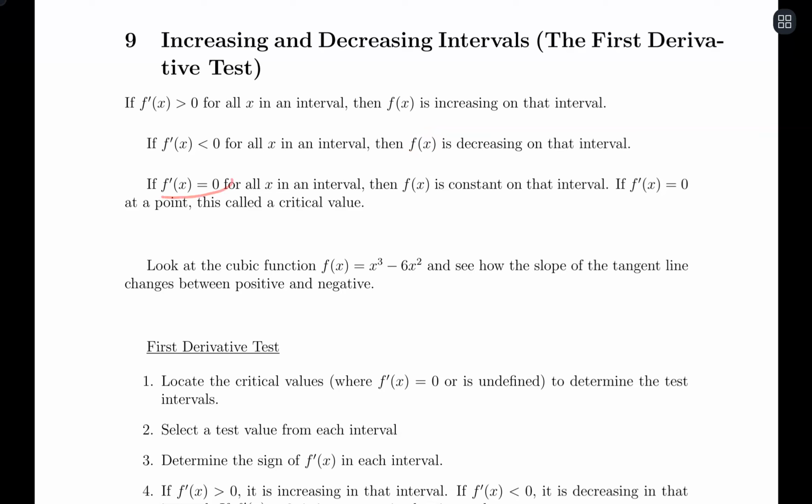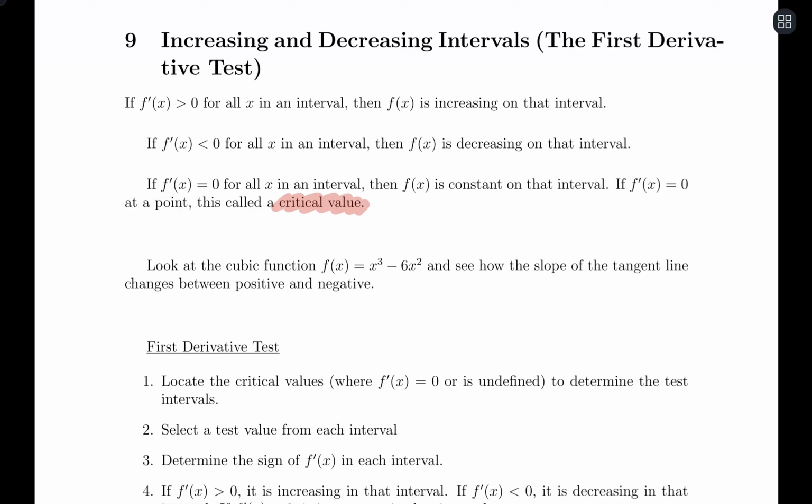If f prime of x is equal to 0 for all x in an interval, then f of x is constant on that interval. So that would be where we have a horizontal line, because there's no rate of change there. So we would have a flat function there. If f prime of x equals 0 at a single point, we call this a critical value. And that's going to be something important that we need to find in our work.